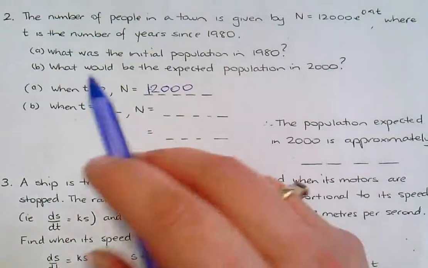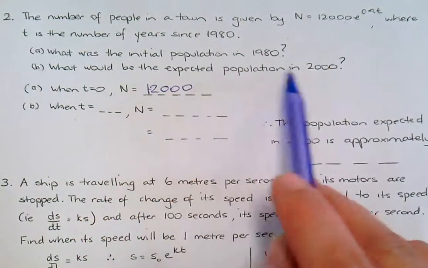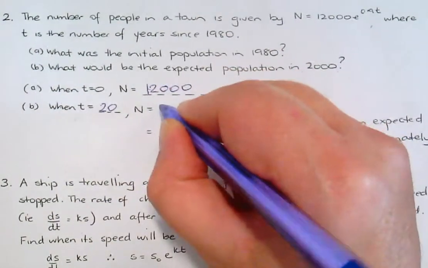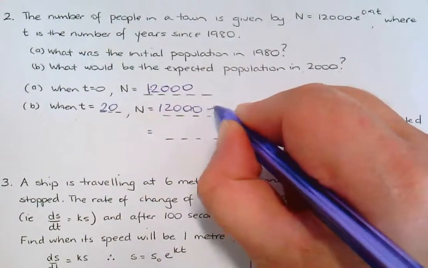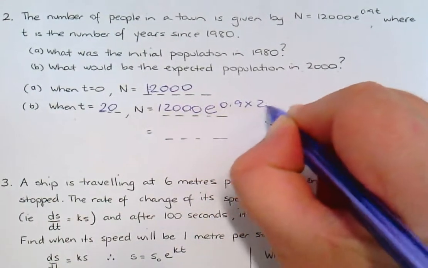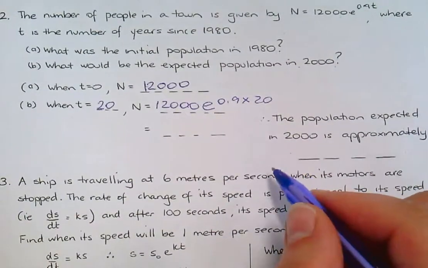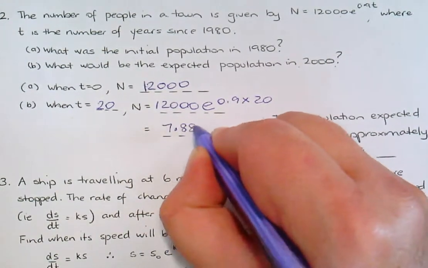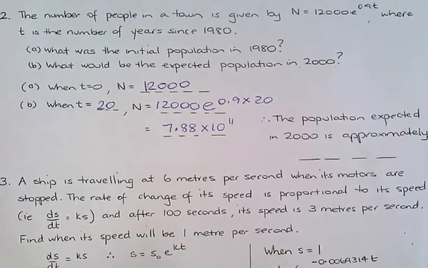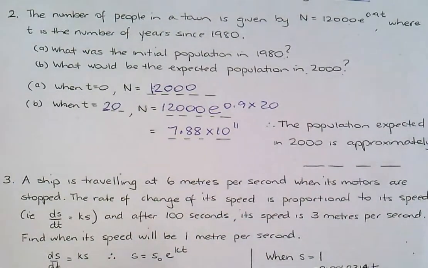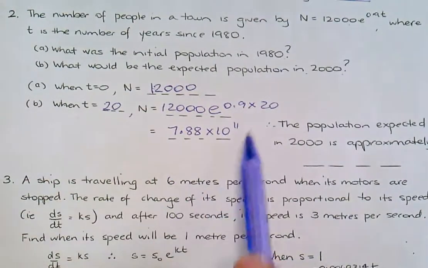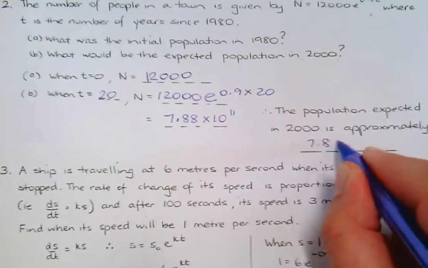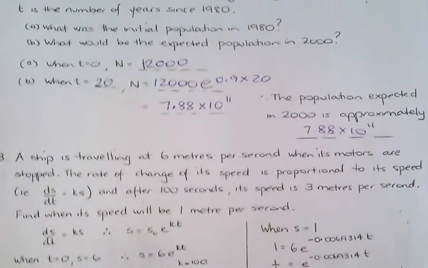Now part B says what would be the expected population in 2000? How many years is that? When t is 20, n is 12,000 e to the 0.9 times 20, which is 7.88 times, girls, this is exponential, it goes up very quickly, so 20 years. Ultimately, that's 7.88 times 10 to the power of 11, pretty big.